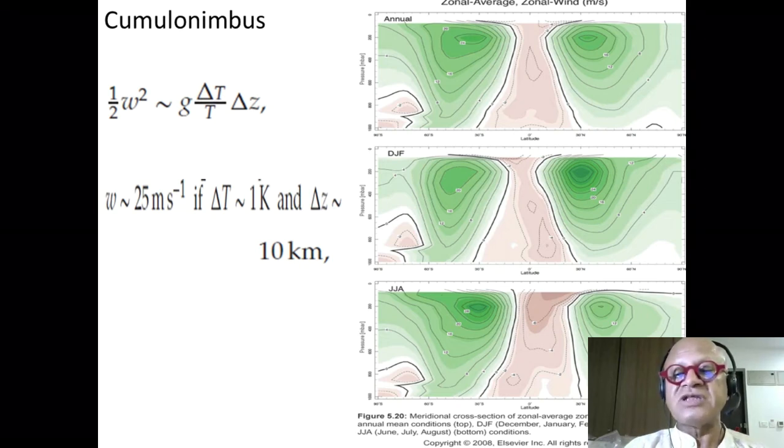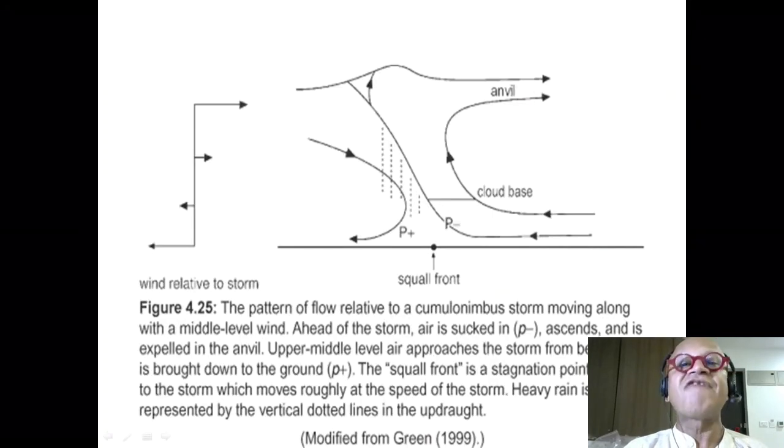So in the boreal summer you expect convection to the north, ITCZ to the north, so you can see there is strong winds here. So using similar arguments, you get now vertical velocities of 25 meters per second in cumulonimbus convection, okay, with a change in delta T of 1 Kelvin over about 10 kilometers. That's a lot of energy being pumped up into the atmosphere. So obviously the hydrostatic balance doesn't have much meaning when you have such strong vertical motions.